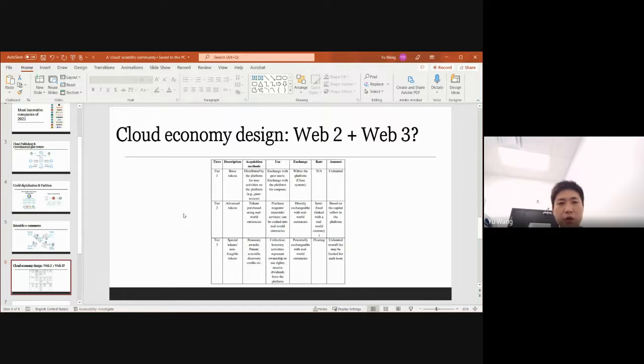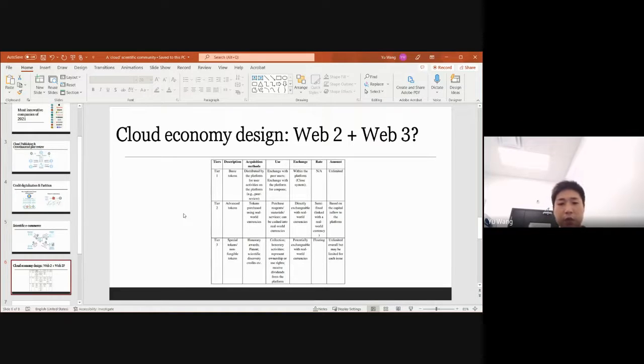You basically see your tokens increasing every day. And also you can use those tokens to do some very basic functions on the platform. For example, if the platform will have more partners in the future, like conference organizers or journal subscriptions, or those reagent companies, basically those tokens can be used to trade for coupons from the companies.